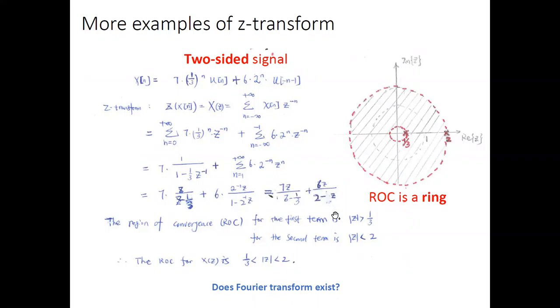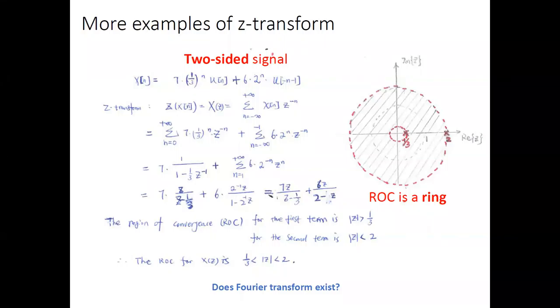It's a function of z. In particular, it's a summation of two terms. Each term is a rational function of z. Rational function means both numerator and denominator are polynomials of z. In this example, the polynomials are both first order polynomials of z. But we need to discuss the region of convergence.